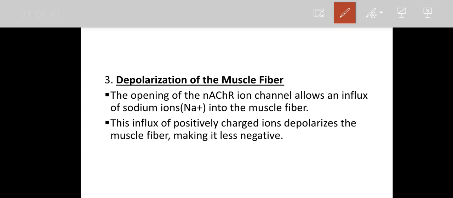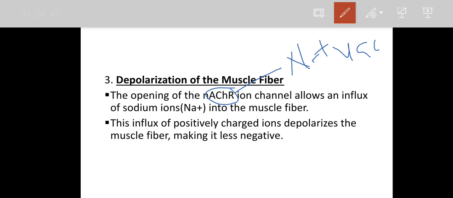So what happens in the depolarization of muscle fiber? We now want to explain. The opening of the nicotinic acetylcholine receptor ion channel allows sodium through. The channels we're talking about are sodium channels. Let's not get confused, these are sodium voltage-gated channels. So once they open, they allow an influx.